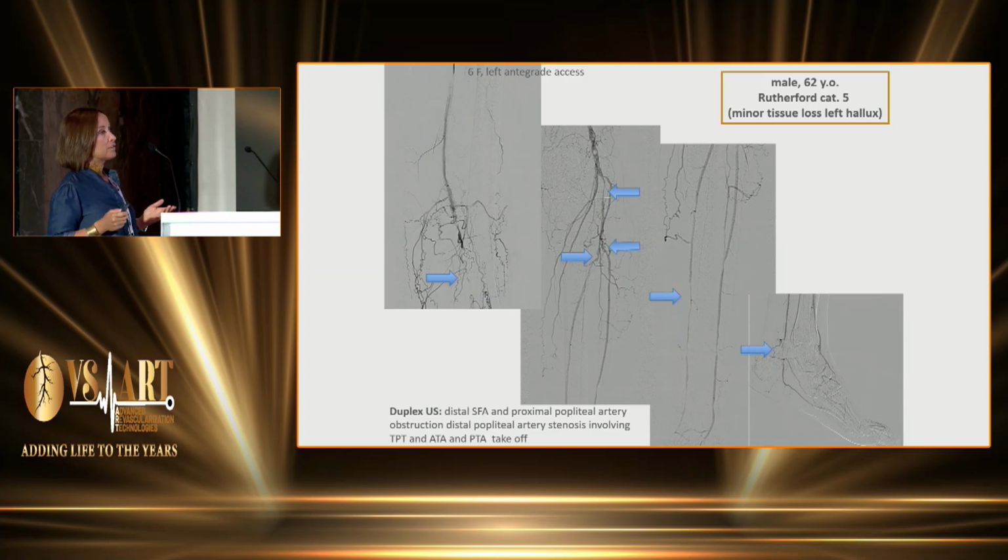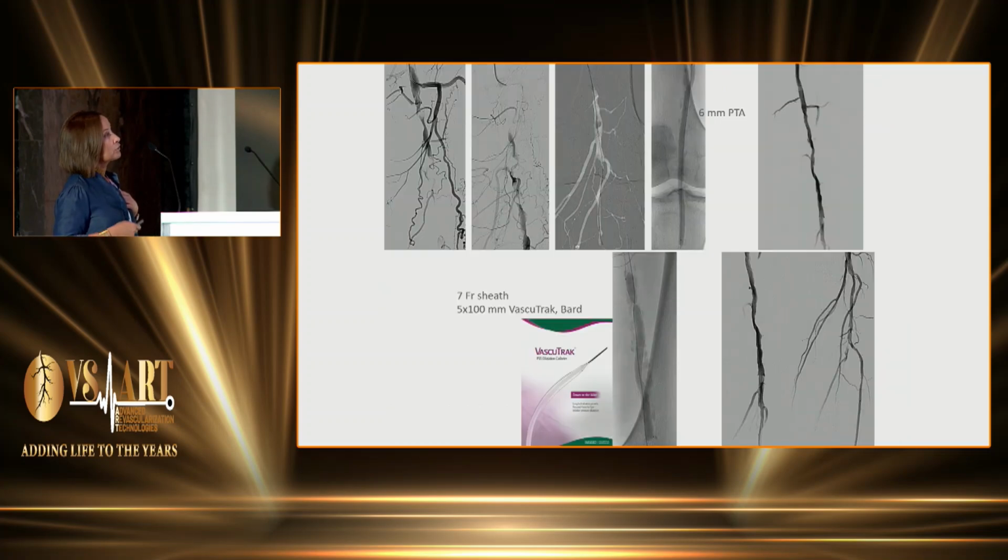So this is a case, as an example, just to show how all these tools can help us. This was a patient with an occlusion of the SFA, some lesion of the popliteal artery, lesion of the tibial artery, and occlusion, in particular, of the distal posterior tibial artery. It was a Rutherford 5, so there was a need to work on all the arteries of the leg.